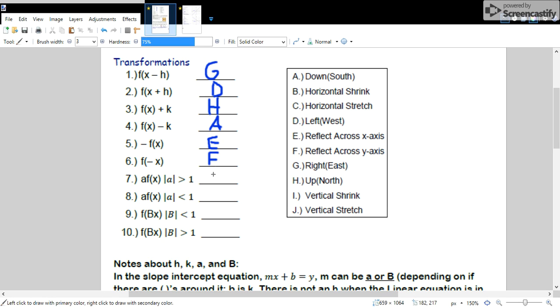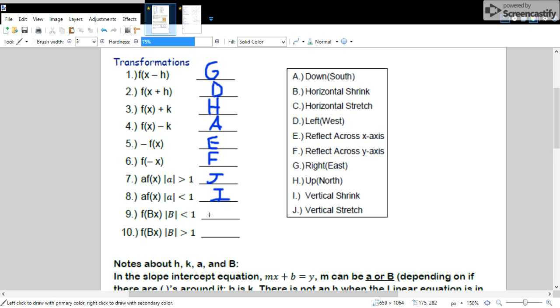On number 7, we have A times f of x, where the absolute value of A is greater than 1. Well, when that's greater than 1, we'll put J. That is a vertical stretch. Number 8, where we have A times f of x, where the absolute value of A is less than 1, that's going to be a vertical shrink.